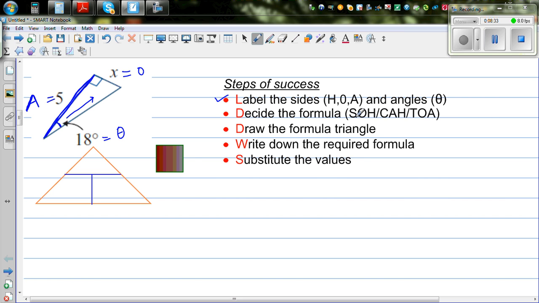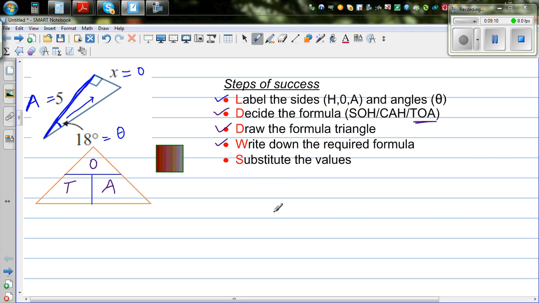Now look at the three formulas. You've got SOH, CAH, and TOA. So which formula would you use? Which trig ratio uses opposite and adjacent? This should jump out at you. TOA is the formula that I should be using. So we have decided the formula. Now draw the formula triangle. So this is a formula triangle. Write TOA like this. So that's the third step done.